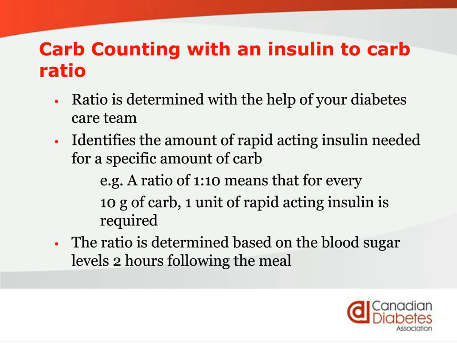All right, so the insulin to carb ratio is a ratio that you can figure out with the help of your diabetes team, and it identifies the amount of rapid-acting insulin needed for a specific amount of carbs. So, for example, one person's ratio may be 1 to 10. This would mean that for every 10 grams of carbs, 1 unit of rapid-acting insulin is required. This allows us to vary our insulin based on that ratio. And this ratio is determined by looking at our blood sugars before and 2 hours after the meal.